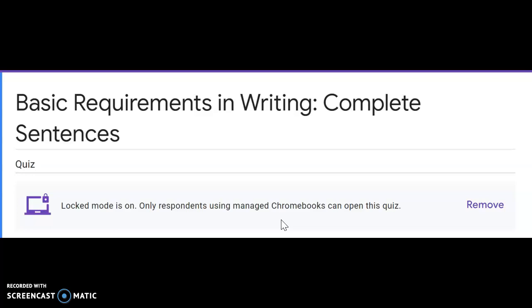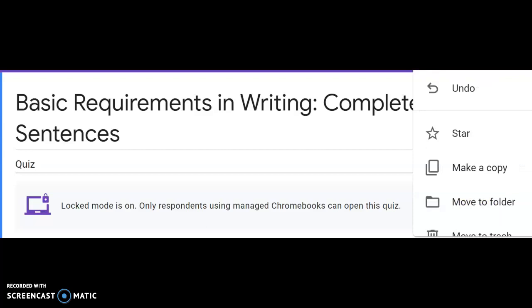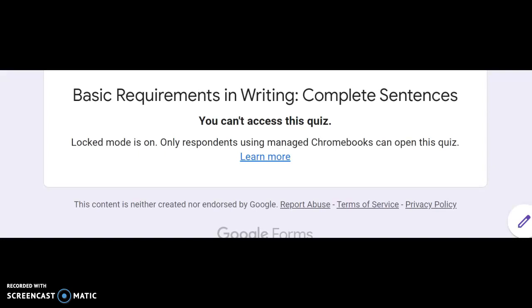So I'm going to show you. Right now I'm on my laptop, not on my school Chromebook. If I try to see or take this quiz, this is the message I get: you can't access this quiz, locked mode is on. Even though I made this quiz, it's in my drive, and I created it, even I can't access it if I'm not on a Chromebook.